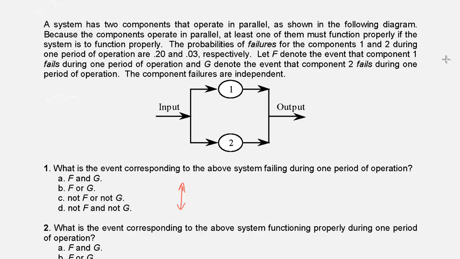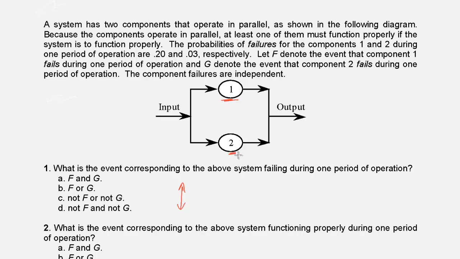It says, a system has two components that operate in parallel, as shown in the following diagram. Because the components operate in parallel, at least one of them must function properly if the system is to function properly. Okay, so we've got these two.